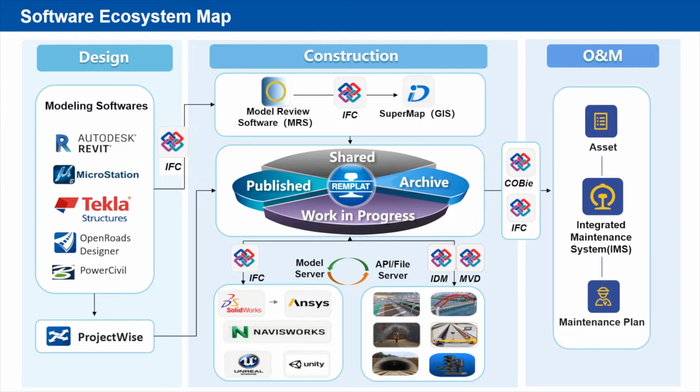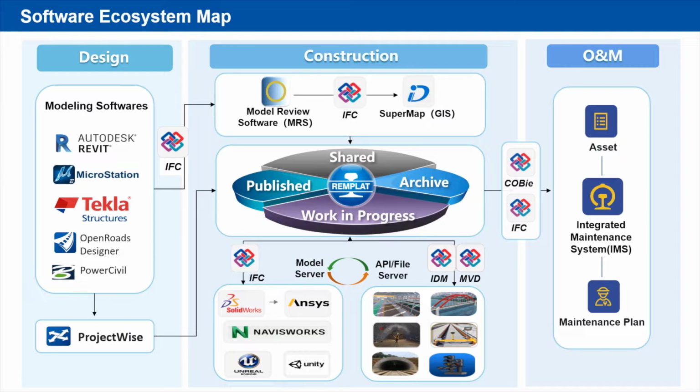In the handover phase, the construction data in REMPLAT is transmitted to Integrated Maintenance System or IMS via the COBie-based form template and IFC model file. The data delivery from the construction phase to the operation phase is completed to solve the lack of delivery documents and the problems of tracing information during the operation phase that often occurred in previous projects.